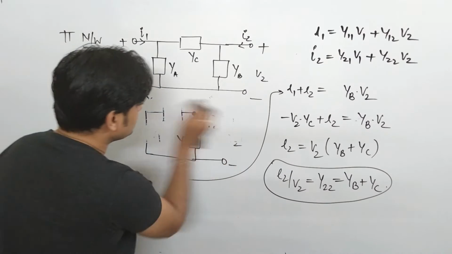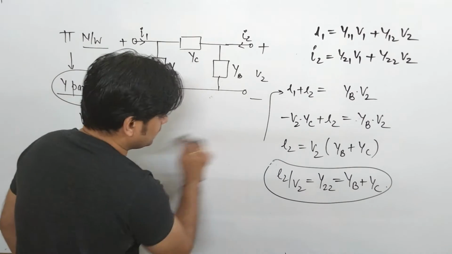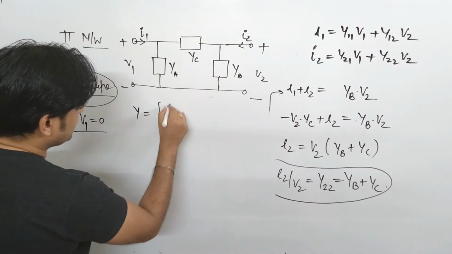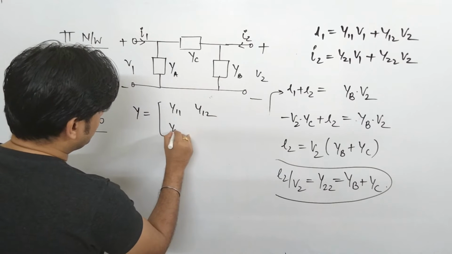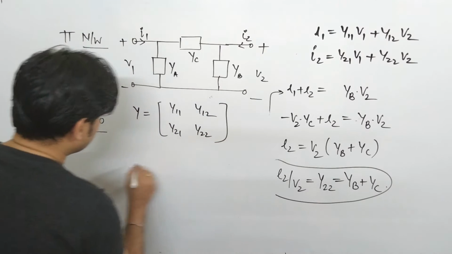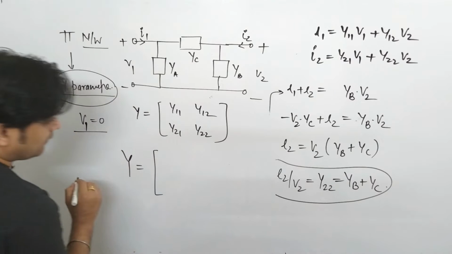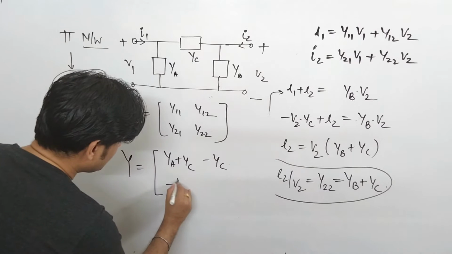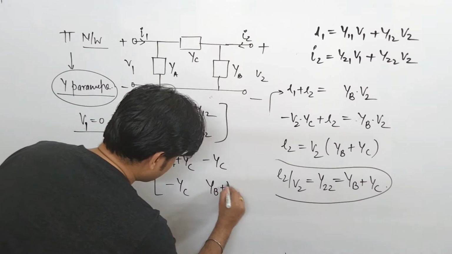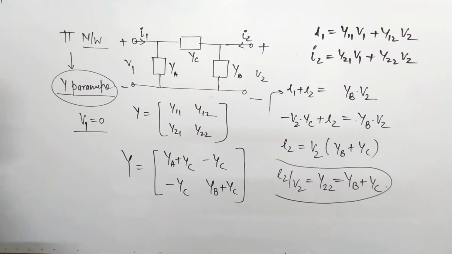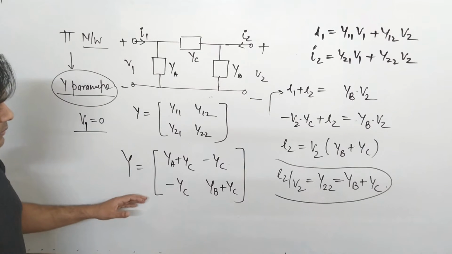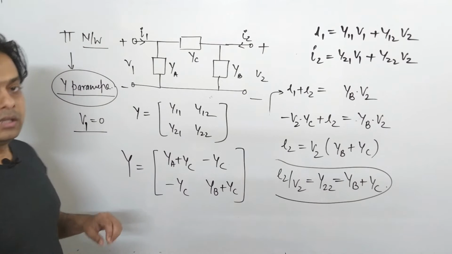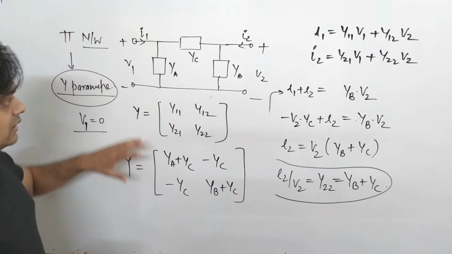We'll see here. If I write the Y matrix, it is given as Y11, Y12, Y21, Y22. So that comes to be Y is equal to, Y11 was YA plus YC, then minus YC, minus YC, and YB plus YC. In various examinations you will find, if you remember these parameters, they will directly give you the Y parameters and they will ask what is the Y matrix. Just to save time, if you remember it, you can easily find it.